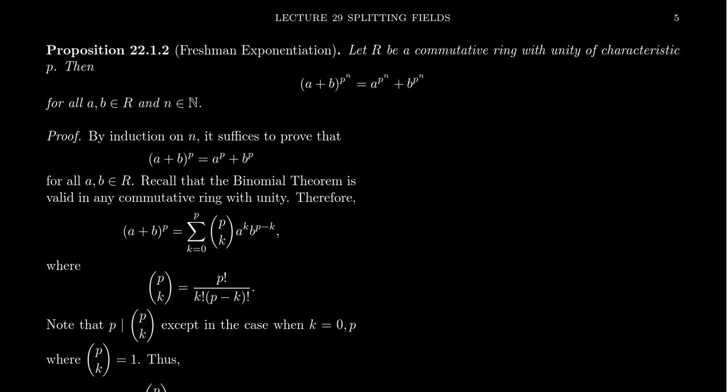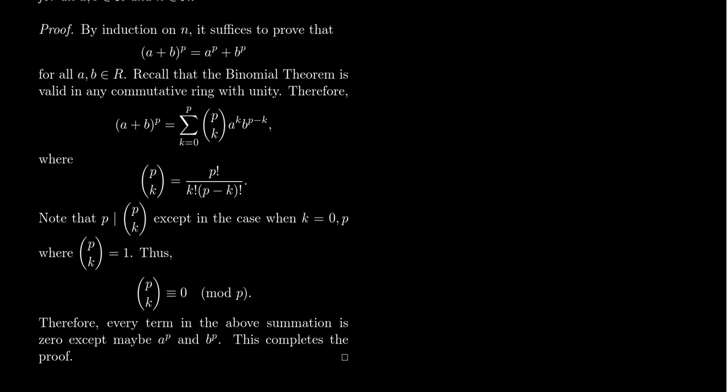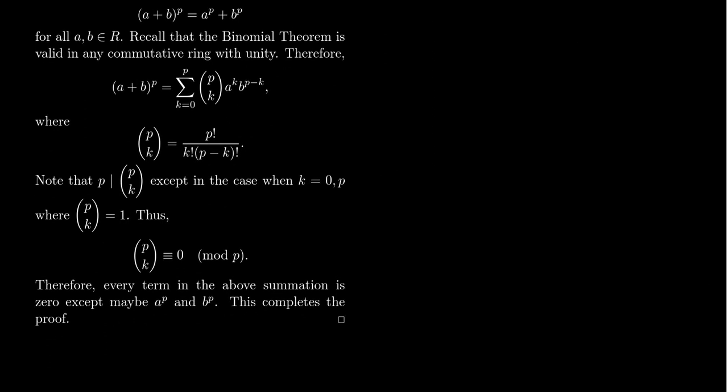Now look at this number right here, p choose k, as an integer, so not reduced by p yet. This number, p choose k, will be divisible by p for all of the binomial coefficients, as k ranges from 0 to p, with two notable exceptions. It won't be divisible by p when k is equal to 0 or when k equals p, because in both of those cases, the binomial coefficient is equal to 1, and 1 is not divisible by p, and thus it won't reduce to 0 when you mod out by p, but all the other binomial coefficients will.